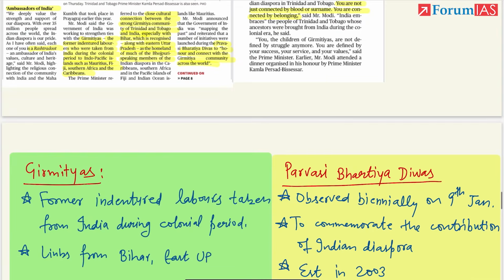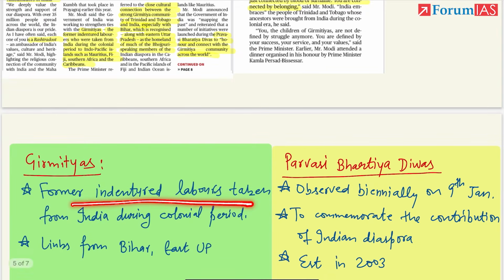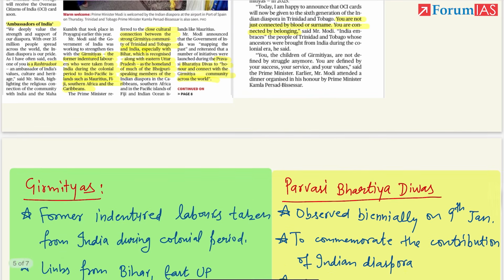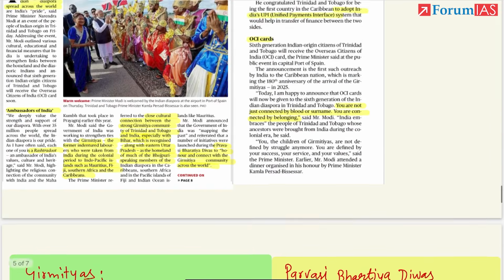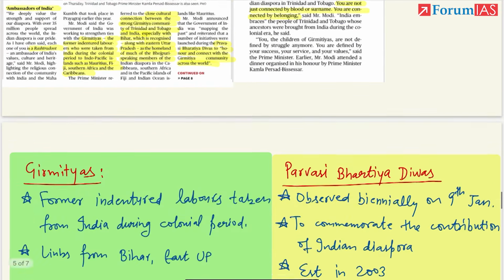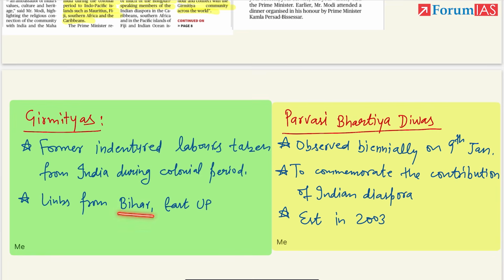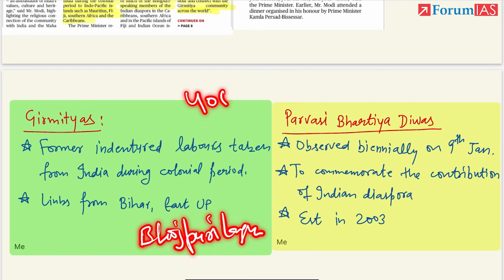Okay, these communities are basically the former indentured laborers taken from India during colonial period. British have taken various laborers from India to work in Southern Africa, Pacific Island, Fiji, and Caribbeans. Those people stayed there. Now their children, next children, next to next children, they are staying there, but they have Indian roots. They have various links from the states of UP, Bihar, even Bhojpuri language. Almost 40% of the population in Trinidad and Tobago is of Indian origin.